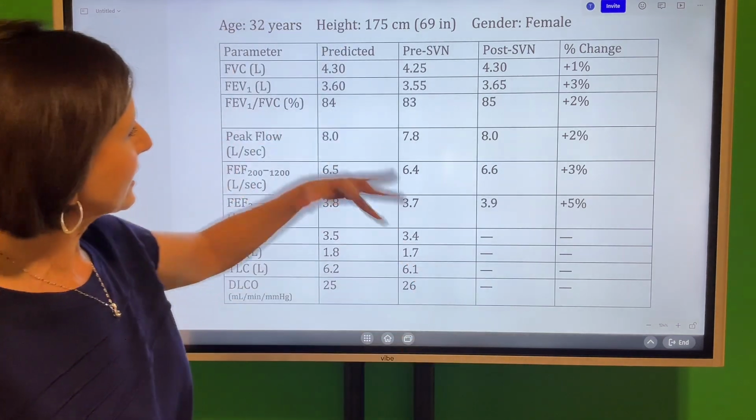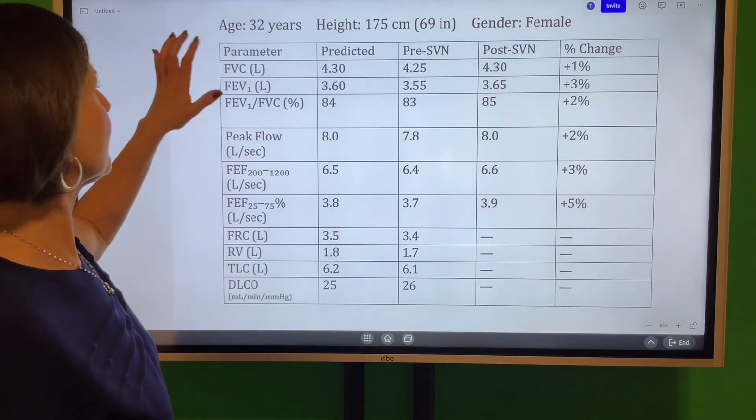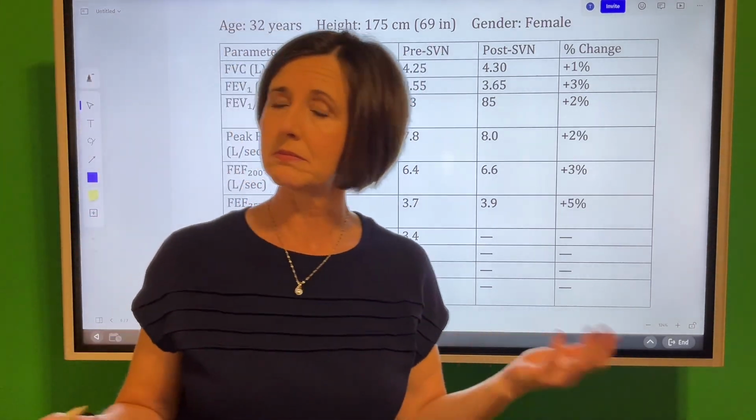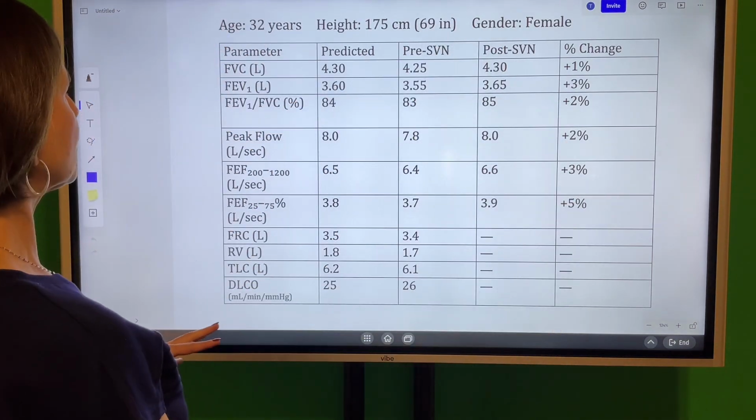Today, I am just going to give you a complete PFT and you're going to tell me what's wrong with it, if anything. All right, so let's see what we've got. We have a 32-year-old, 69-inch female patient. That's all that we know. Okay, let's get acclimated to the chart.